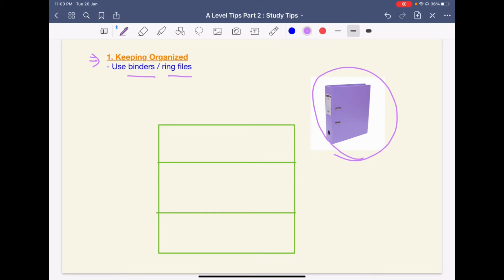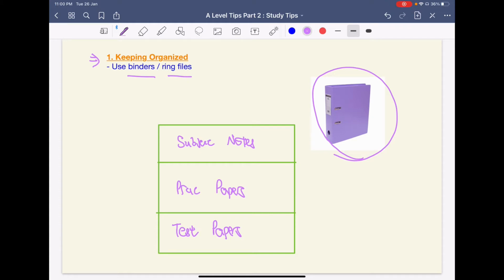I divide my file into 3 sections. First is for my subject notes. Secondly is my practice papers. And lastly is my test papers. But of course you can divide the file according to your needs.